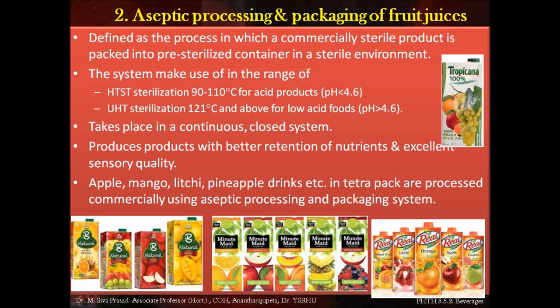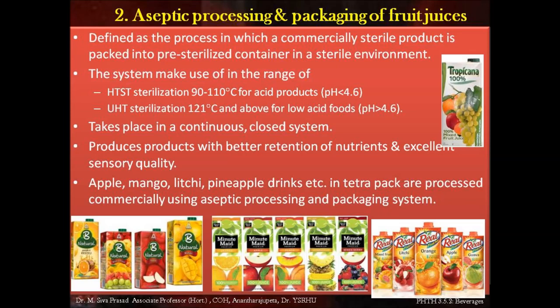That high acidity prevents the growth of bacteria. It discourages the growth of bacteria because of its inherent property of high acidity. Under high acidic conditions, the bacteria will fail to grow. So under such conditions, you just need a temperature of 90 degrees to 110 degrees Celsius, which is called HTST sterilization, or high temperature short time. Is it clear?